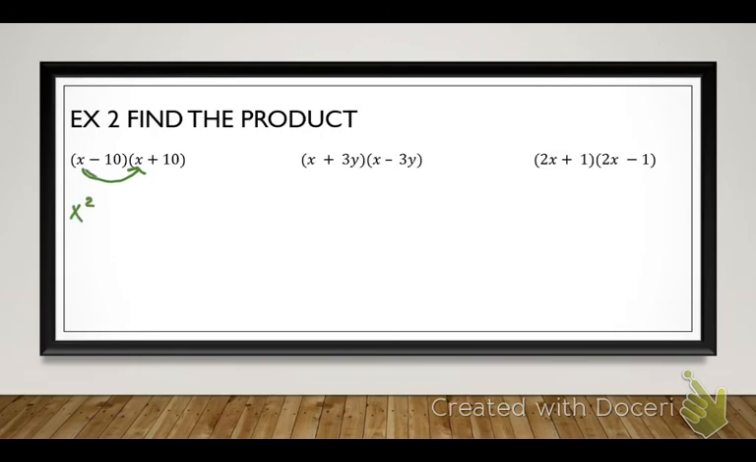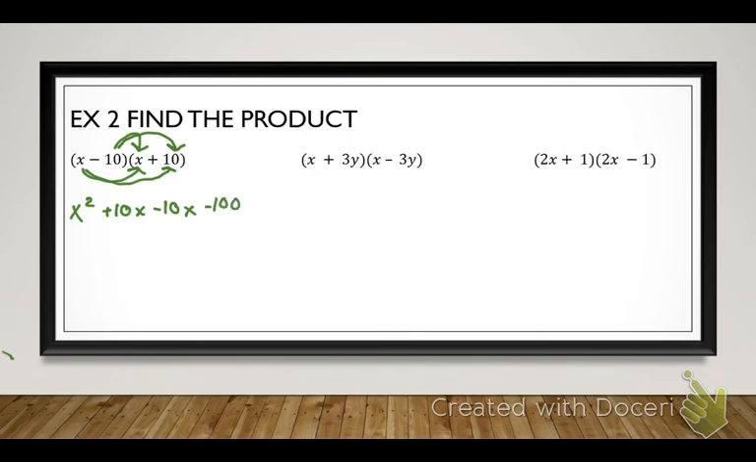What happens when I multiply my outside terms? What's x times 10? 10x. Plus, what happens when I multiply my inside terms? What's negative 10 times x? Negative 10x. What happens when I multiply my last terms? What's negative 10 times positive 10? No, multiply. 10 times 10, guys. Negative 100.